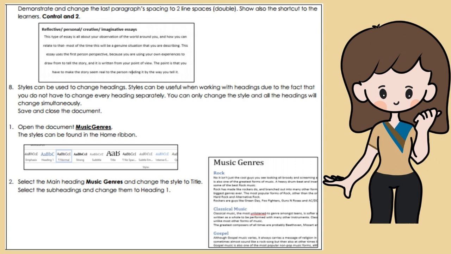1. Open the document Music genres. The styles can be found in the Home ribbon. 2. Select the main heading Music genres and change the style to Title. Select the subheadings and change them to Heading 1.